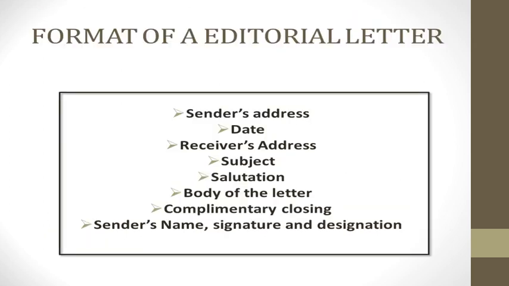The format of an editorial letter follows like this. First you have to write the sender's address in the right side corner, and after that the date. Next the receiver's address, then comes the subject and salutation. Here subject and salutation can be interchanged. You can write the salutation first and then the subject, or the subject and then the salutation. Next is the body of the letter, then the complimentary closing, and finally the sender's name and signature. If the designation is mentioned in the question paper, you can write the designation below the signature, or it's optional, it's up to you.